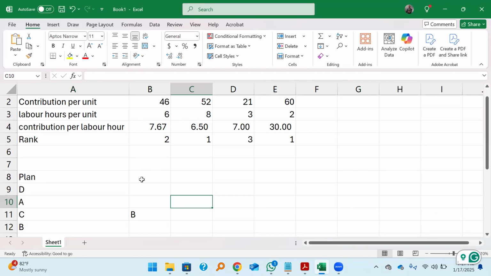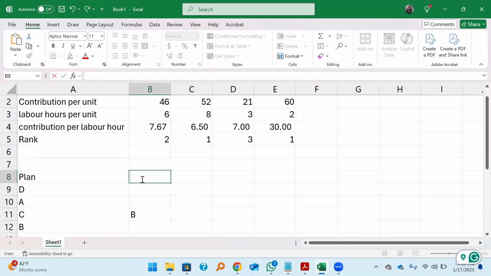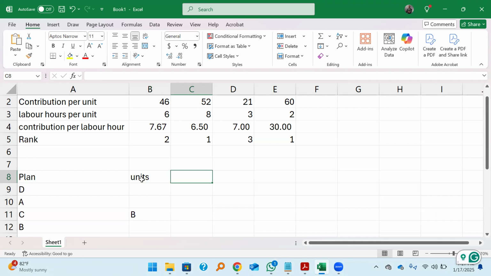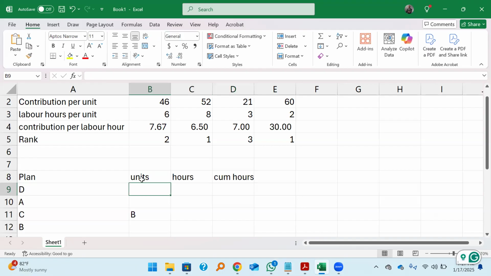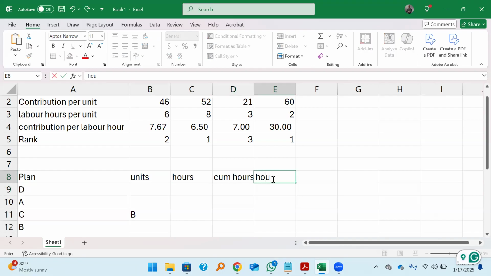So we need to know how many units first of all, then how many hours we shall have used, the cumulative hours, and the hours remaining. These are just for you to learn how the process works. If you are doing this section A number, you wouldn't do all these tables. You just determine how many hours you have in total and how you utilize them.